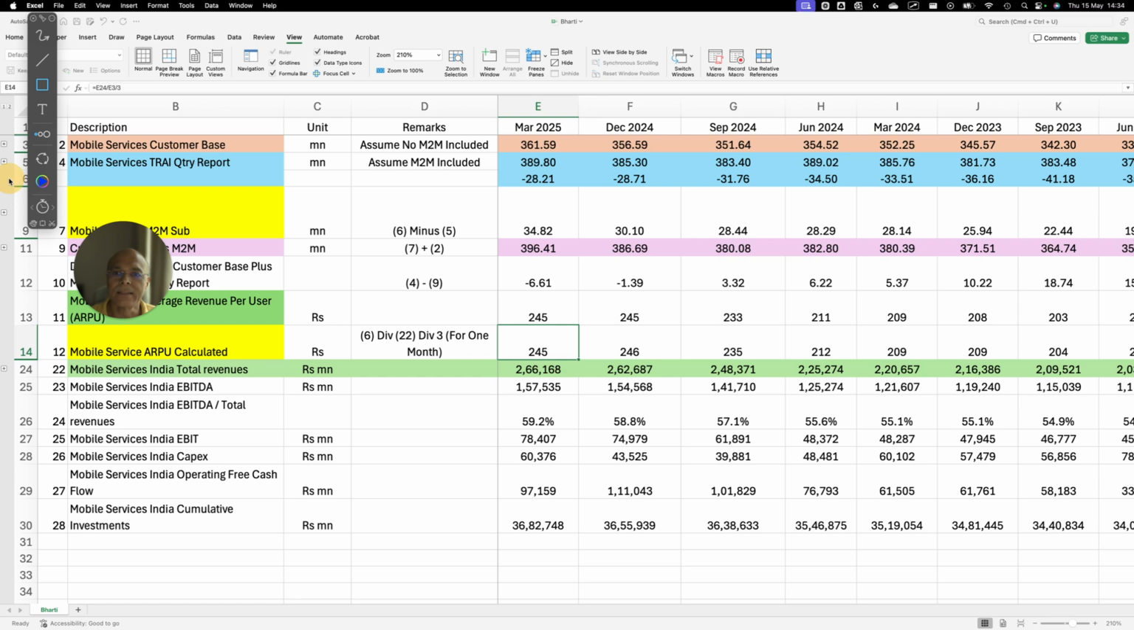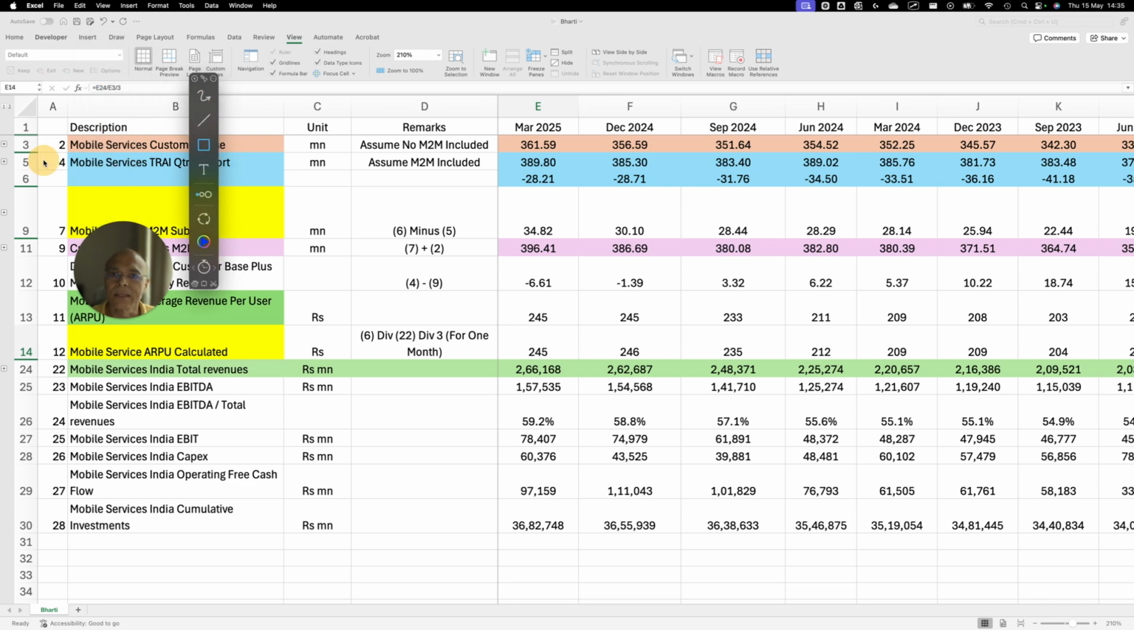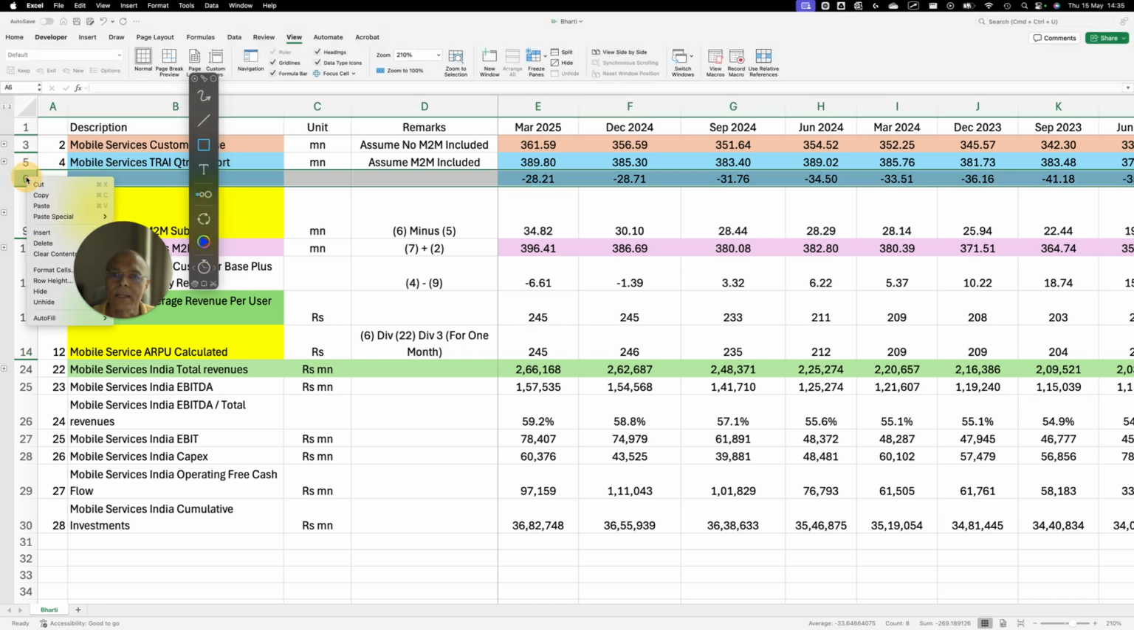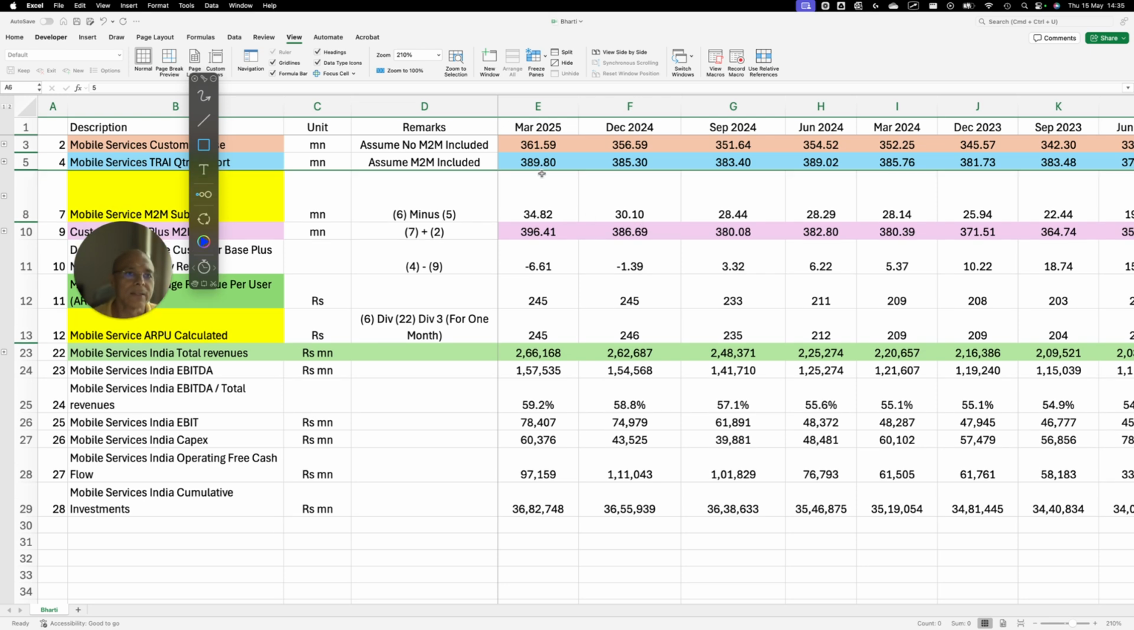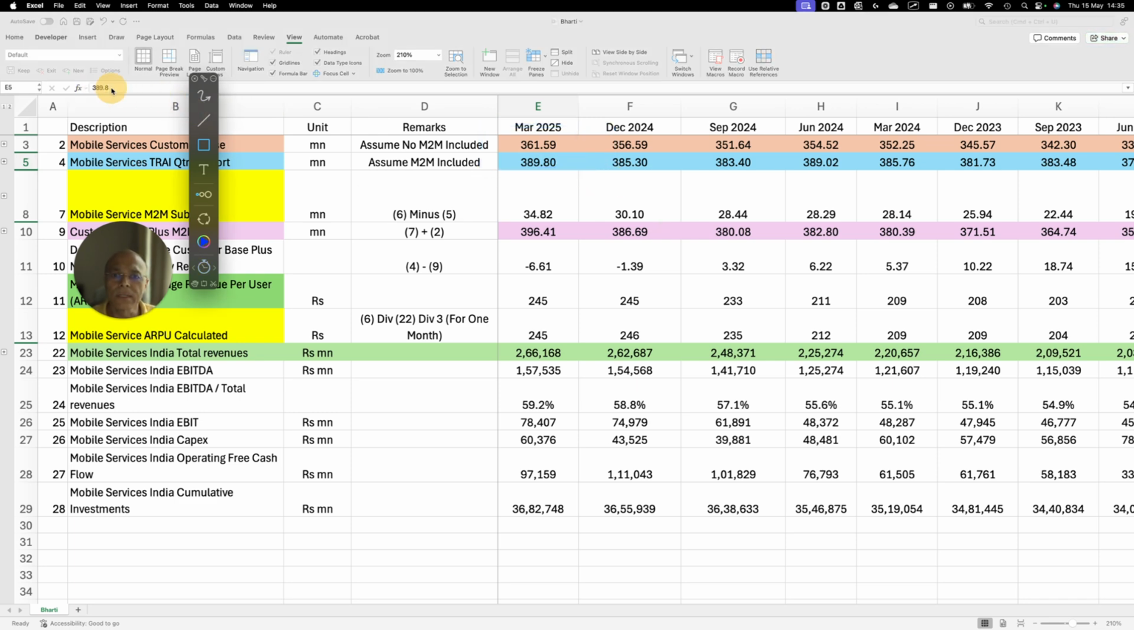Now I'll just delete this. This is not required. Just take this out and this one I'll delete. Okay. So this is not required. So these are the two numbers I showed you. This is and this one, right? And then what Airtel also does, let me just take this away. There's so much clutter it's creating.